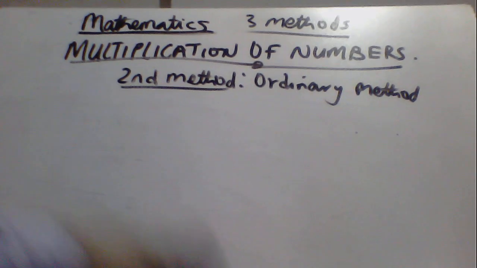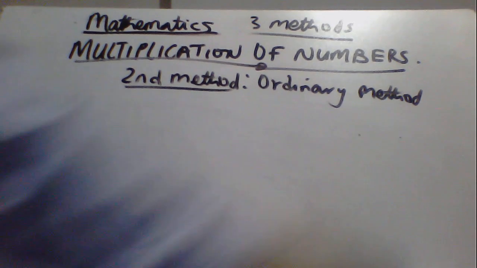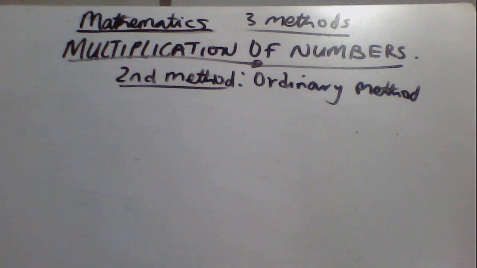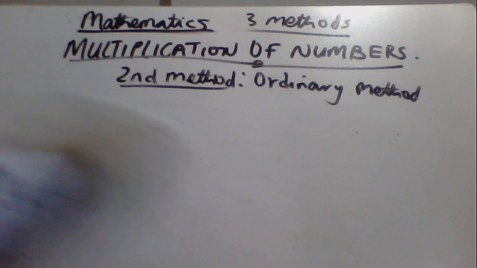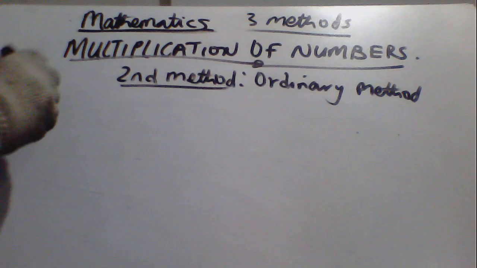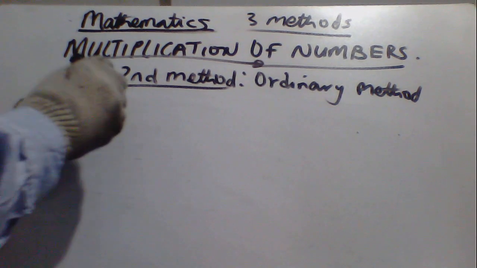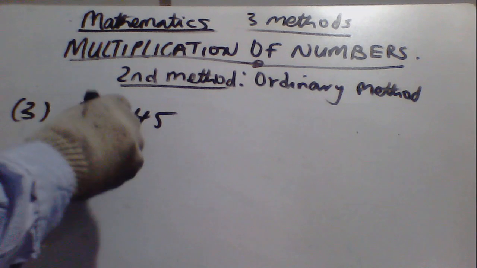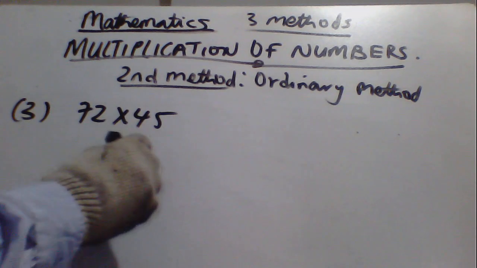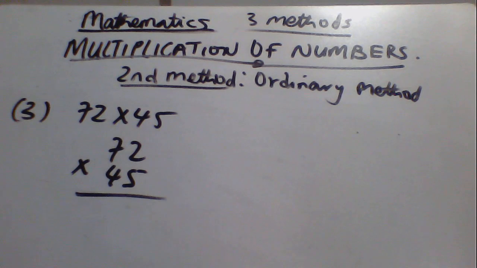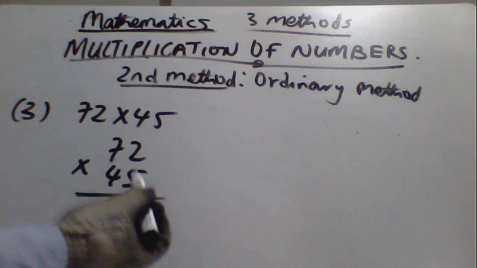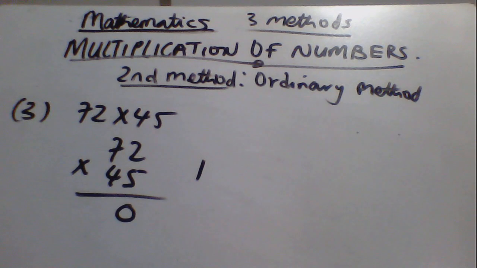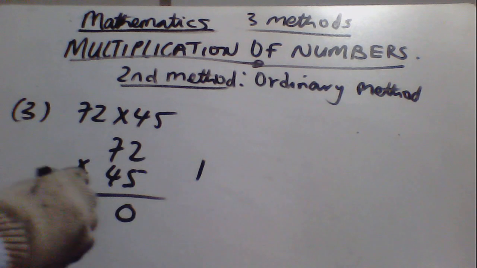So example 3 is 72 multiplying 45. Using the ordinary method, put it in the column form and start your multiplication from the back. 5 times 2 is 10, I write 0, carry 1. 5 times 7 is 35, plus 1, 36.